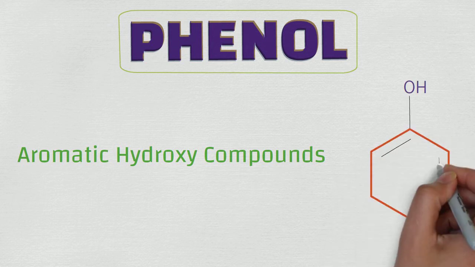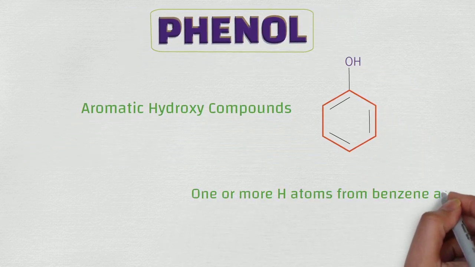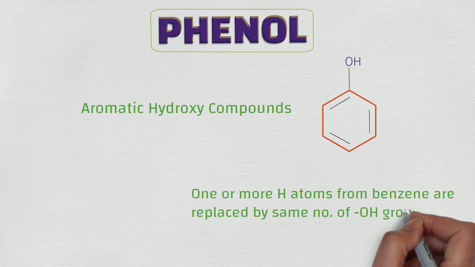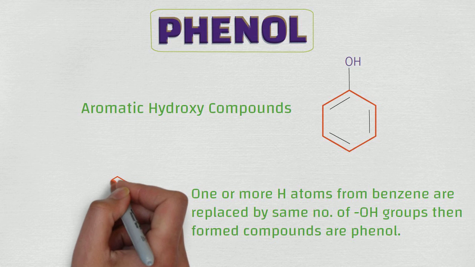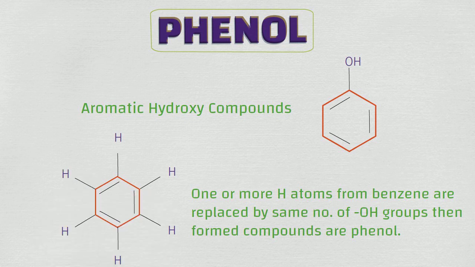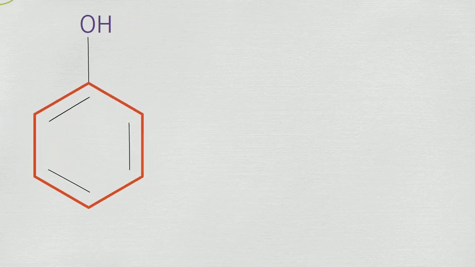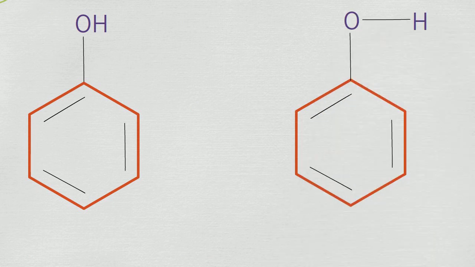In other words, phenol can be defined as follows: if one or more hydrogen atoms from the benzene ring are replaced by the same number of hydroxyl groups, then the formed compounds are phenols. So here is the benzene from which hydrogen atoms can be removed and the same number of OH groups are placed, we can get the phenols. In phenol, the hydroxyl group is directly linked to the carbon atom of the benzene.